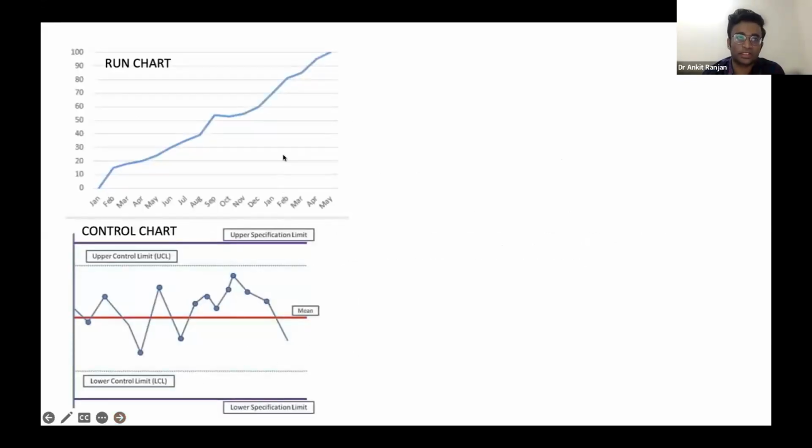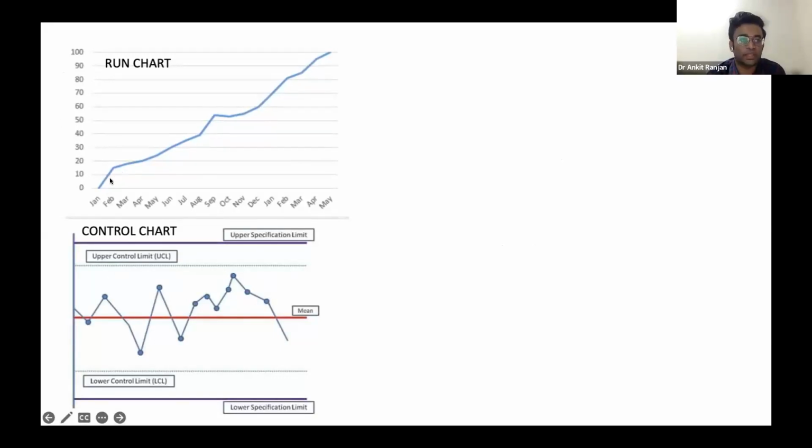So the results are displayed in these kind of QI studies in the form of run chart and control chart. If you look at this run chart, it is a very simple chart that displays data over time. So here you have the time on the x-axis, and on the y-axis you have the measure of interest.